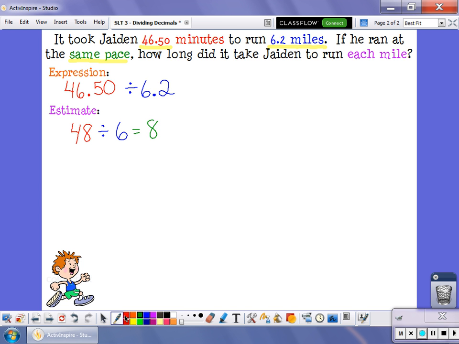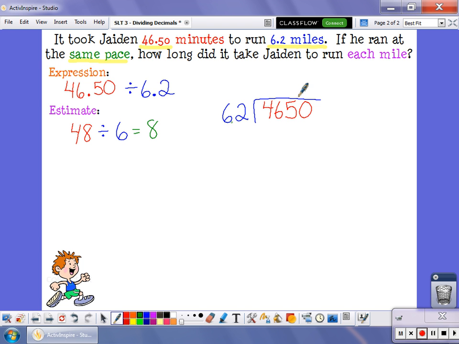Now let's do our division. And remember, when we do this division, we're going to pretend that we don't have any decimal points. We're going to just do our long division as if these were whole numbers, and then we'll put our decimal point in once we get to the end. So again, can 46 be divided by 62? No. Can 465? And the answer is yes. 465 can be divided by 62.